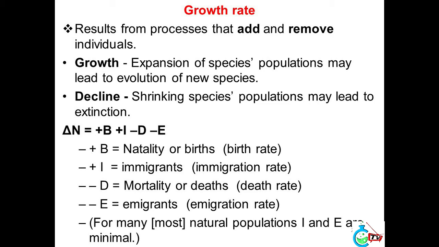Delta N equals plus B, plus I, minus D, minus E. B equals natality or births, birth rate. I equals immigrants, immigration rate. D equals mortality or deaths, death rate. E equals emigrants, emigration rate. For most natural populations, I and E are minimal.